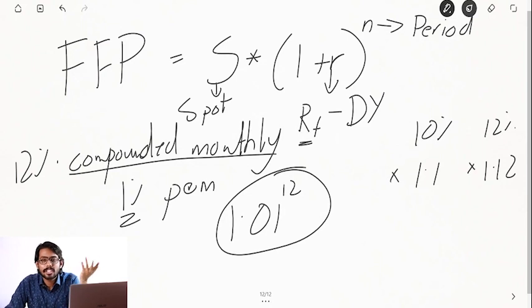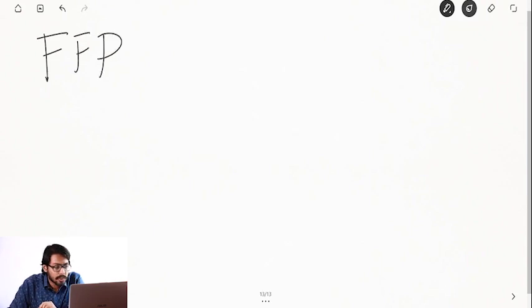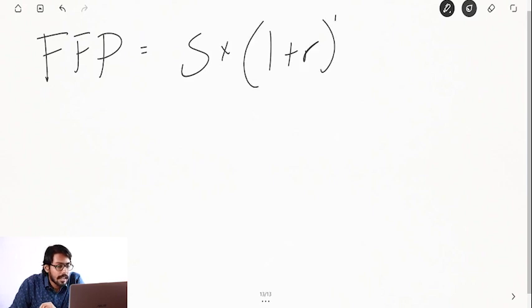If there is only one period, raised to 1. If there are 6 periods, raised to 6. If there is no period, today. So final concept, fair future price: fair future price equals S into 1 plus R raised to N, where S is the spot price, R is the risk-free rate, minus dividend yield, if any, N is the period.